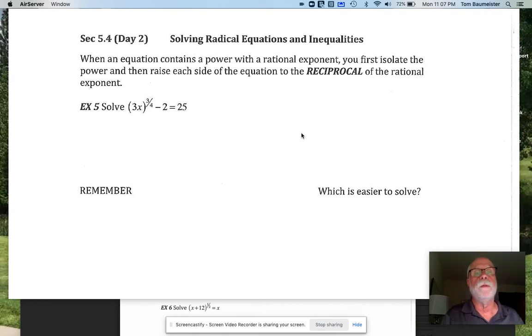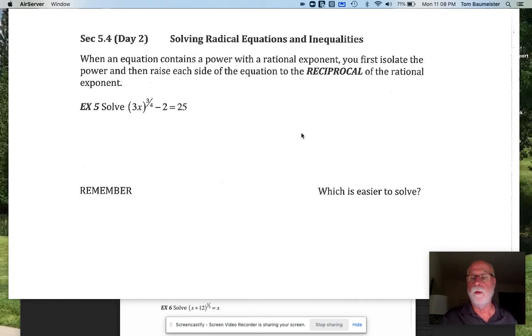All right. Section 5.4, day 2, we're solving radical equations and inequalities. So when an equation contains a power with a rational exponent, you first isolate the power and then raise each side of the equation to the reciprocal of the rational exponent. So example 5, solve (3x) raised to the 3/4 power, minus 2 is equal to 25.